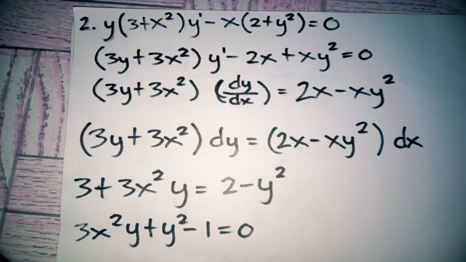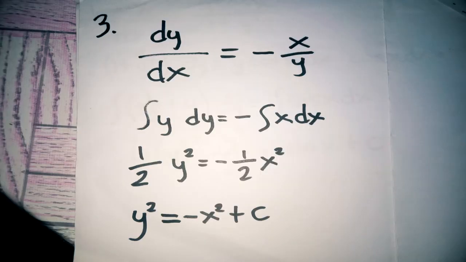3 dy over dx is equal to negative x over y. The integral of y dy is equal to negative the integral of x dx. 1 over 2 y squared is equal to negative 1 over 2 x squared. Y squared is equal to negative x squared plus c.